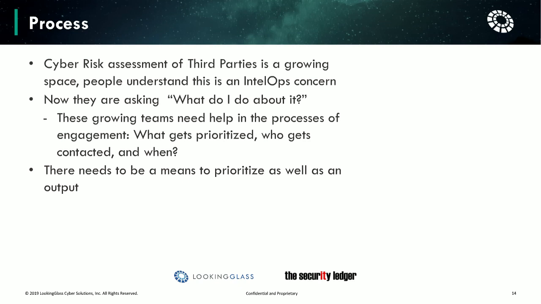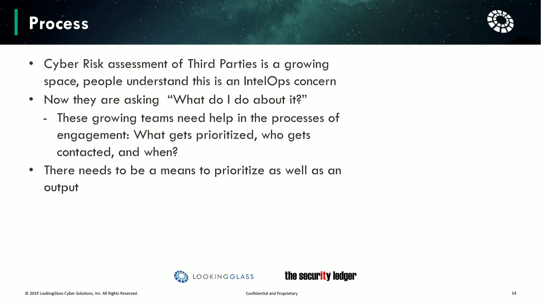These growing teams really need help in the process of engagement. What gets prioritized? Who gets contacted? How do they get contacted? When do they get contacted? On both the people side and the process side, we're seeing a real focus on, okay, I know I have a problem, but now what? It's why we're seeing a rise in things like SOAR, because it's allowing individuals who know they have a problem but don't necessarily know how to solve it to have a process for solving it and to automate the little things to get to an endpoint. So there needs to be both a means to prioritize as well as an output.